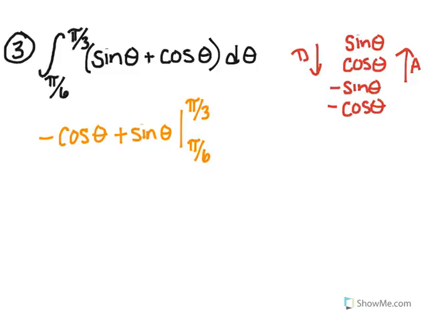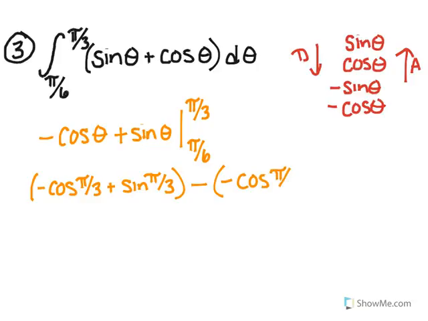And following along with what the theorem states, we plug in the upper bound first, the b value, pi over 3, and then we plug in pi over 6 afterwards. So the first part is going to be negative cosine of pi over 3 plus the sine of pi over 3. And then we're going to subtract from that the negative cosine of pi over 6 plus the sine of pi over 6.